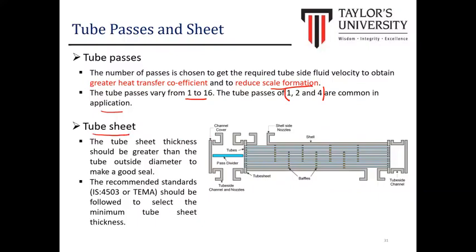For the tube sheet, the tube sheet thickness should be greater than the tube outside diameter to make a good seal, because we also consider the welding or sealing of the tube. You may refer to the table based on IS 4503, which can be followed to select the minimum tube sheet thickness. We consider the minimum tube sheet thickness because we need to consider the bundle's clearance diameter as well.